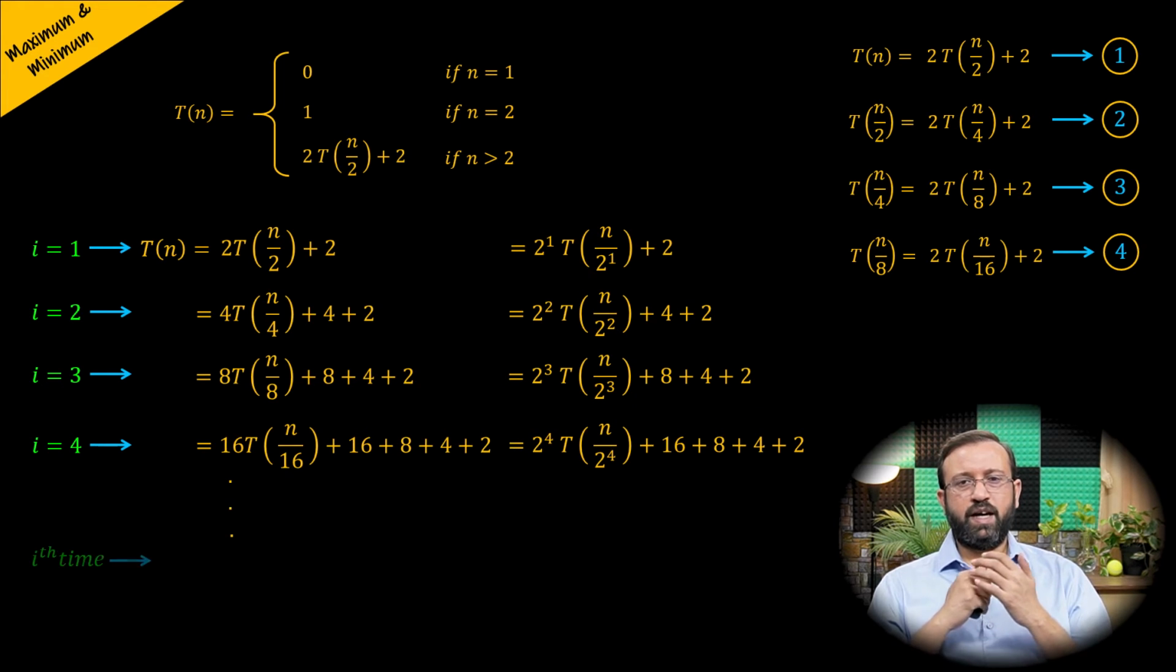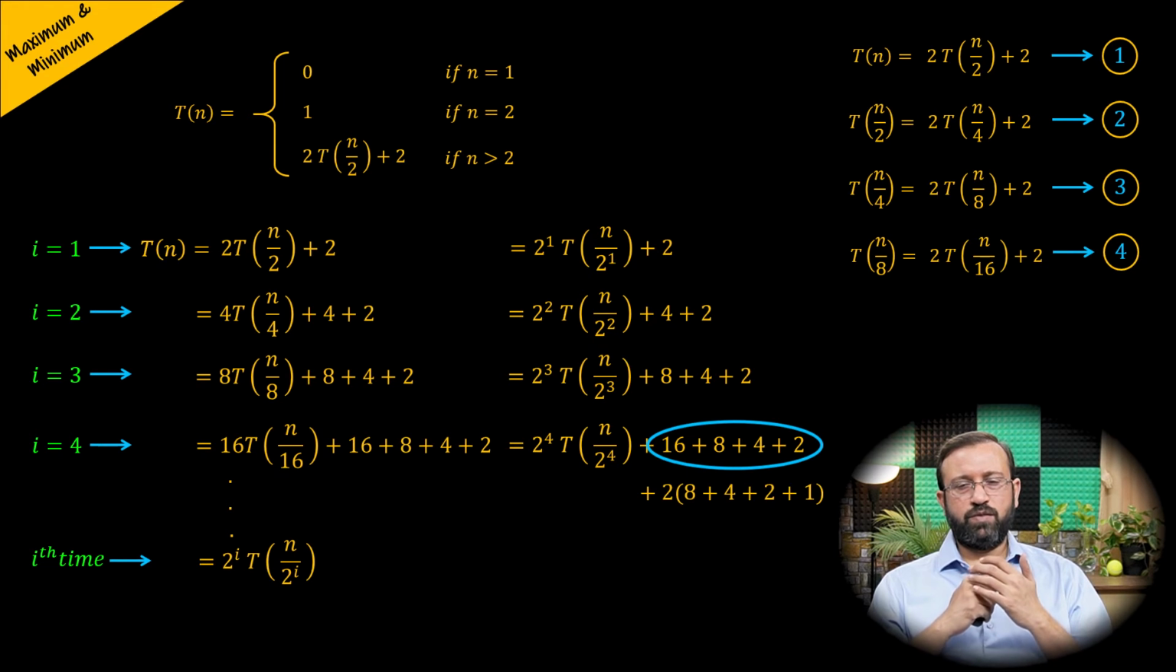And so on for the ith substitution. We can write the equation as 2 power i t of n divided by 2 power i plus the 16 plus 8 plus 4 plus 2, which can be written as 2 multiplied by 8 plus 4 plus 2 plus 1, that is 1 plus 2 plus 4 plus 8, and so on till the ith term, which is 2 power i minus 1. So we can write it as 2 power i t of n by 2 power i plus 2 multiplied by 2 power i minus 1.